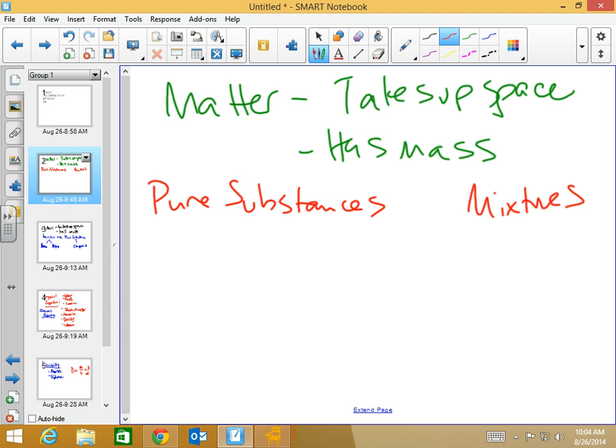When I make a mixture, is it a physical change or is it a chemical change? Don't answer out loud. Let's do a hand vote. Is it a chemical change? Please raise your hand. Is it a physical change? Please raise your hand. Why is it a physical change? You're correct. It is a physical change.